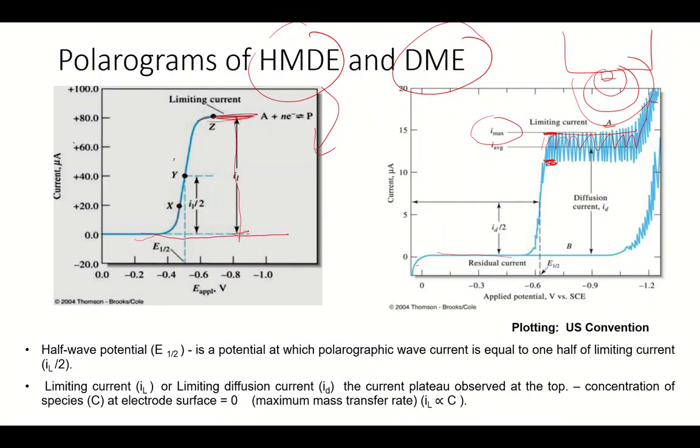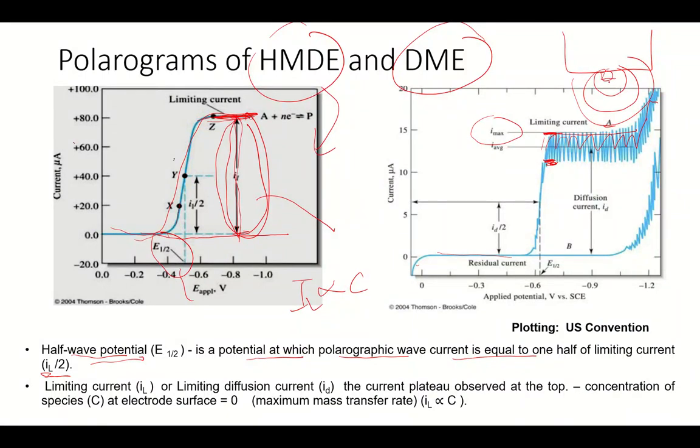So this is the residual current. Then this is the limit, the maximum. What you would like to know is the limiting current here. Besides that, you also would like to know the E half, the half wave potential. This is the wave, half of the wave. It's the potential at which the polarographic wave current is equal to one half of the limiting current. This is for qualitative analysis, to know what type of metal ions are present in the test solution. From this value, IL will be used to calculate the concentration. We will talk about this in part 2.